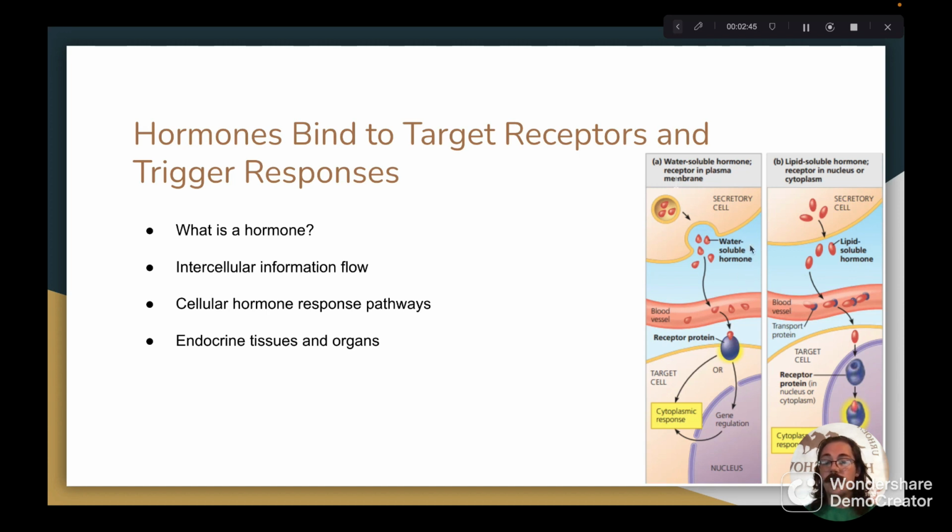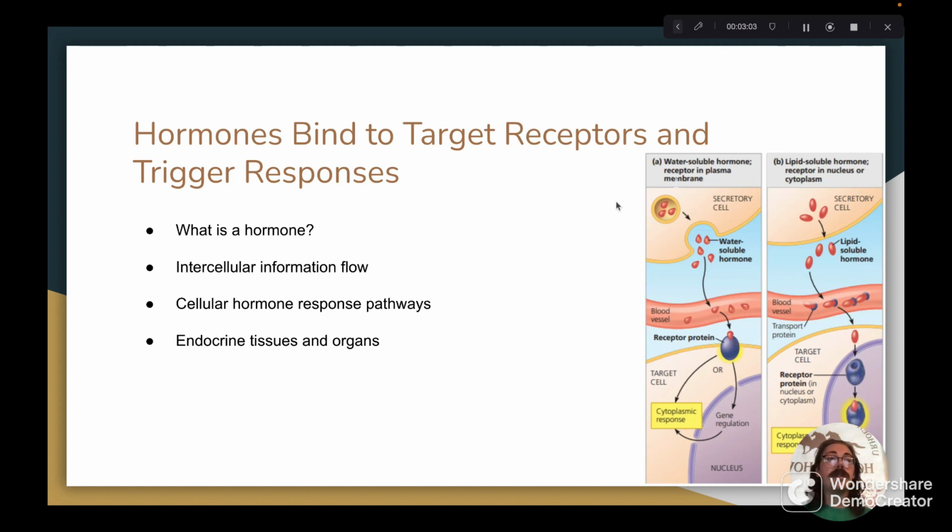You can see I have a diagram here. This is the secretory cell. It's secreting a water-soluble hormone. The water-soluble hormone attaches to a receptor on the outside of the cell because it cannot diffuse through the membrane because it is not lipid-soluble.